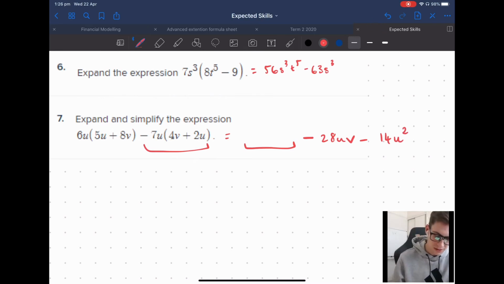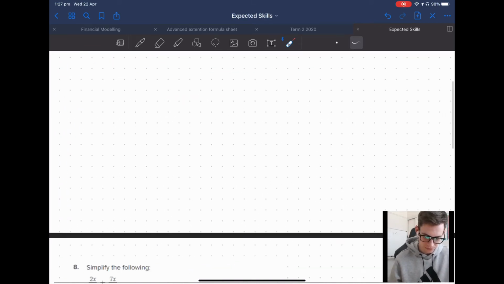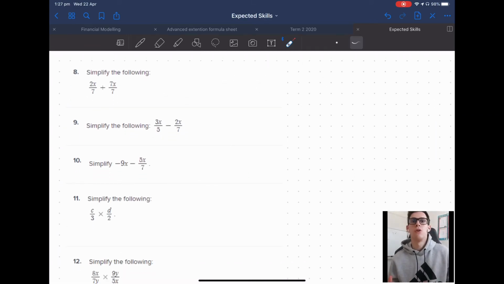Now, what I've done there is I've sent the negative 7u through to both terms. Now, what that means is all I need to do out the front is whatever my answer is here, I'm going to bring all of the like terms together. So I may have another u squared. If so, that can combine with minus 14. And I might have another uv, and that can combine with minus 28uv. All right, so we're already like a third of the way through.